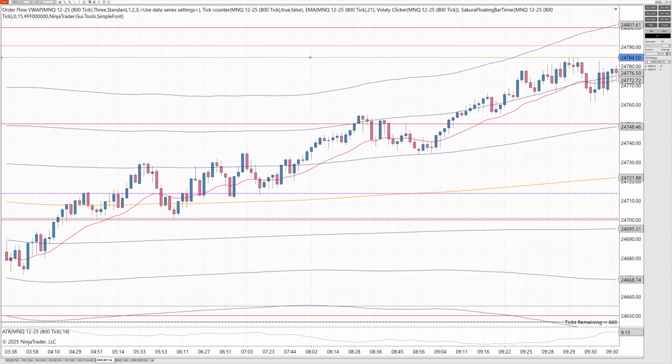Hello, fellow traders. Welcome to another trading recap. This is for Friday, September the 19th, 2025. We're trading the micro Nasdaq futures on the 800 tick chart.